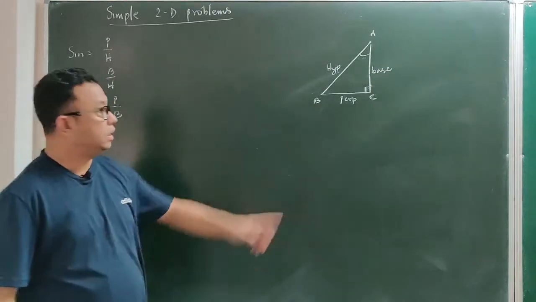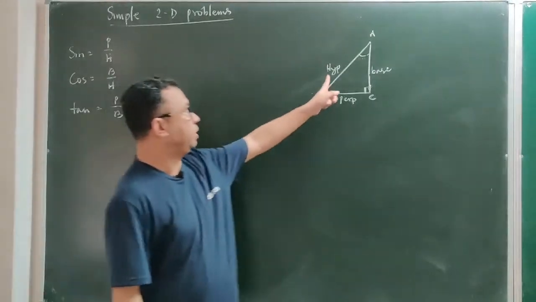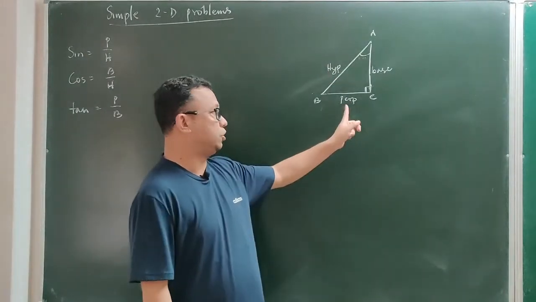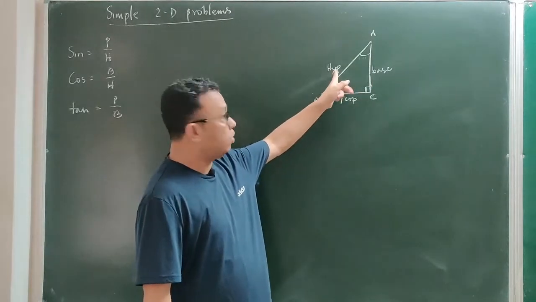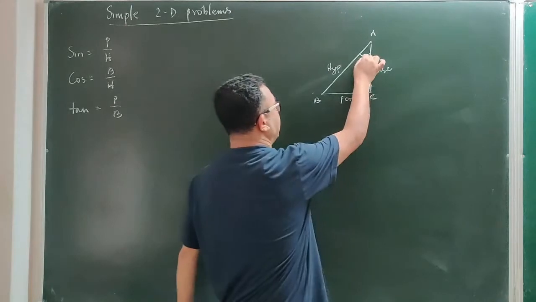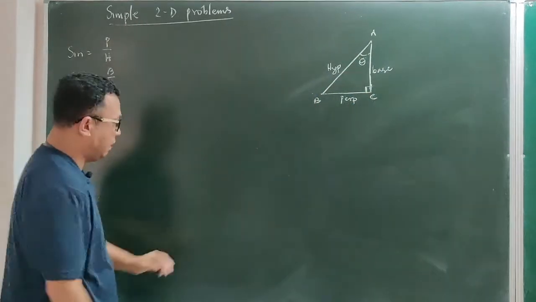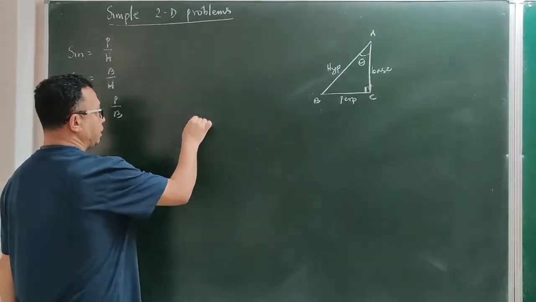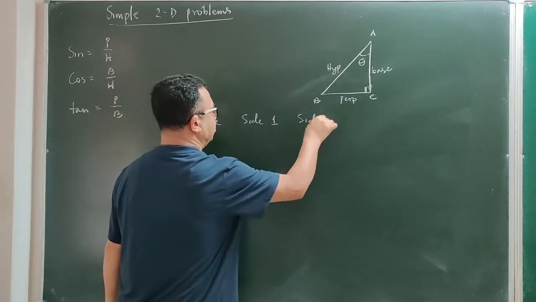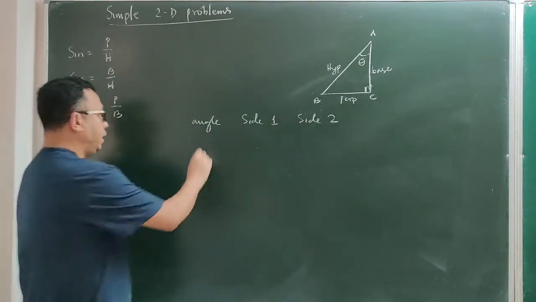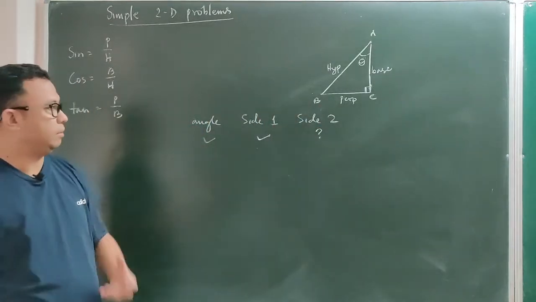Now in this chapter, out of the three sides, you will be given one side. Maybe you will be given hypotenuse. Then they will ask you to find the perpendicular, or they may ask you the base. Provided you are given a hypotenuse, this angle also will be given to you. Let's suppose this angle is theta. So that means the type of question that you will have: angle, side 1, side 2. If an angle is given and the first side is given, then they will ask you for the second side.